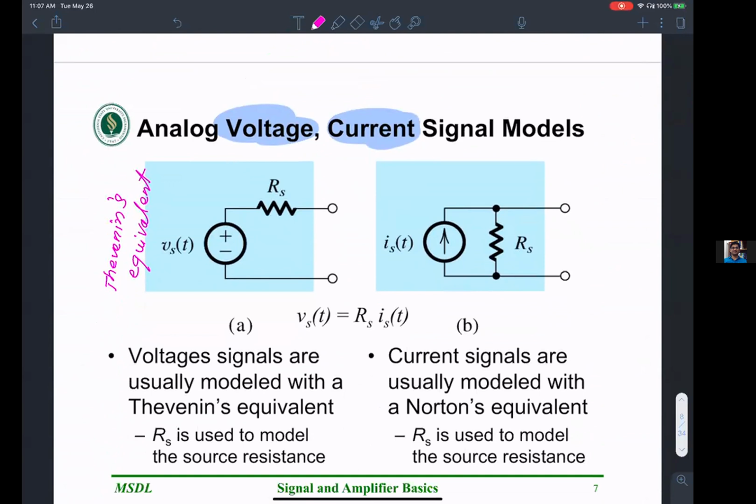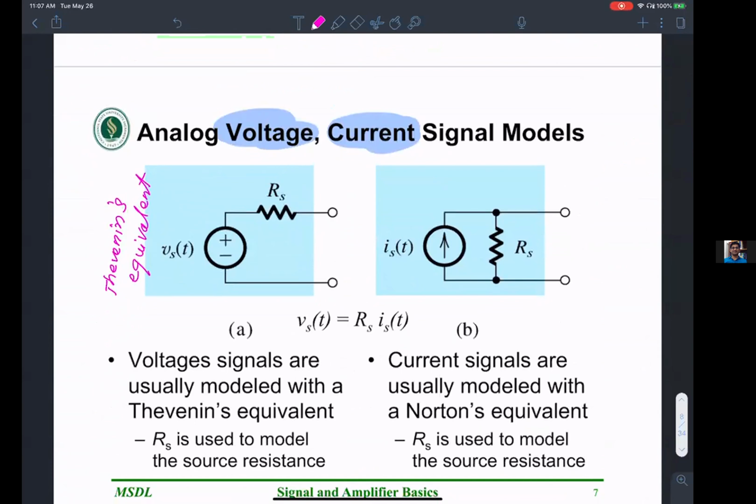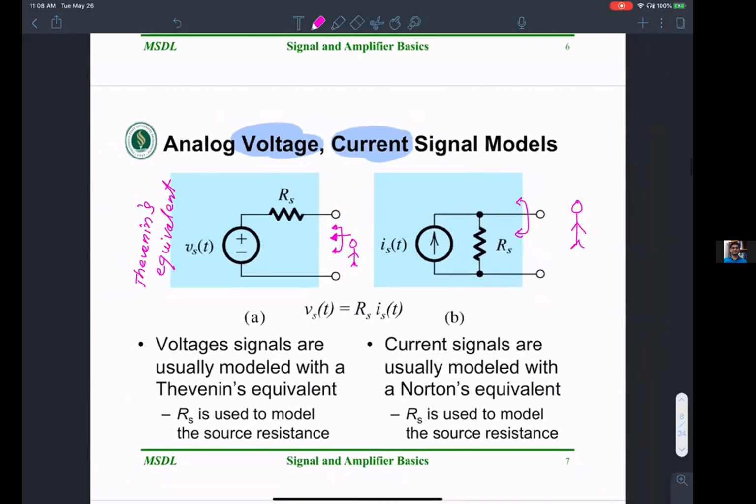So voltages and signals are usually modeled with a Thevenin's equivalent. What is the resistance looking into this voltage source? If I were to stand here and look into these two terminals, what is the resistance that I would find? A voltage source always has an equivalent Thevenin's resistance. This setup, a voltage source in series with a resistance, is called a Thevenin's equivalent. A current source in parallel with a resistance is a Norton's equivalent.